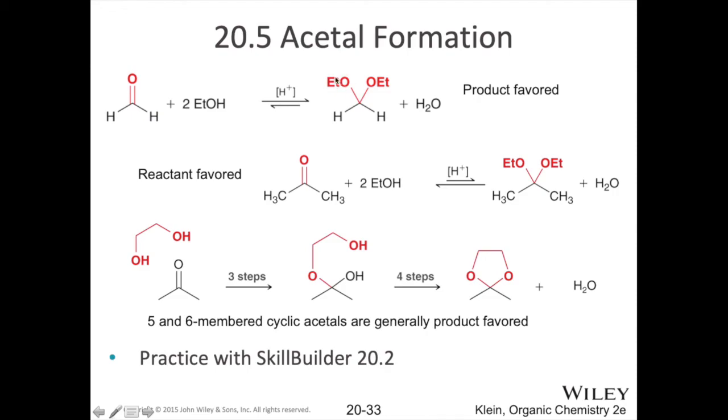Okay, and you have the resulting hemiacetal. With this reaction here, with formaldehyde, this is very product favored. If we use acetone, this is actually reactant favored, so you don't get a very large yield of the acetal.